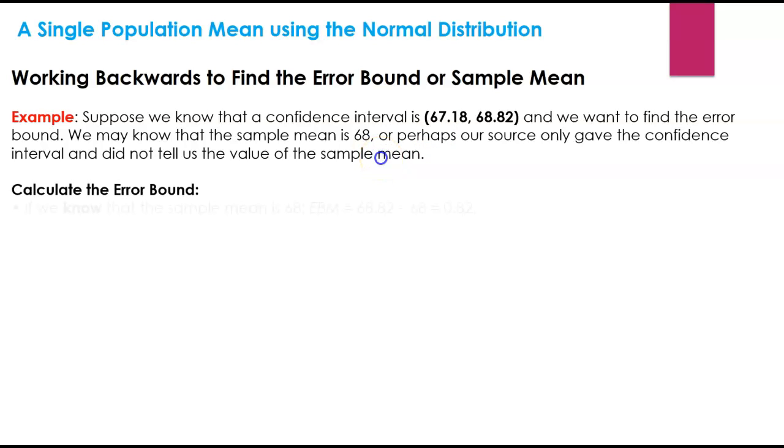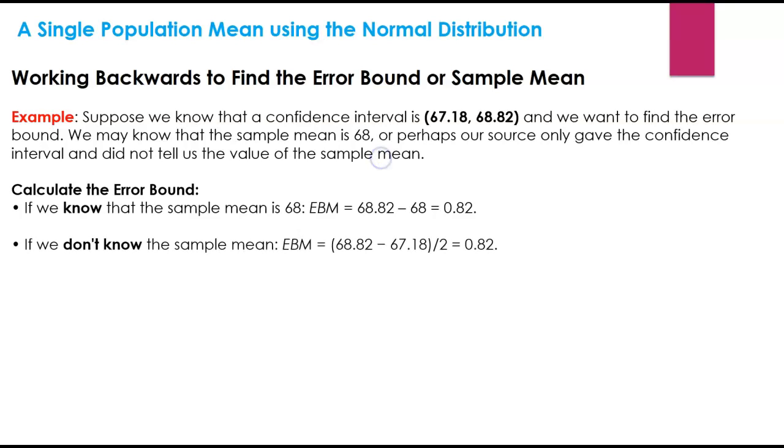To calculate the error bound, if we know the sample mean is 68, we can go upper value, which is 68.82, minus 68 is 0.82. Alternatively, if we don't know the sample mean, we can simply subtract the lower bound from the upper bound and then divide by 2 to get 0.82. It's easy to use a little bit of algebra to show that these two answers come about for a definite reason.